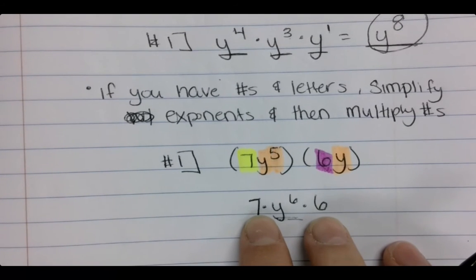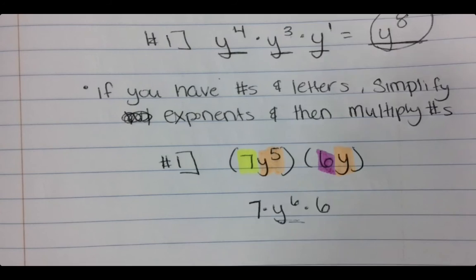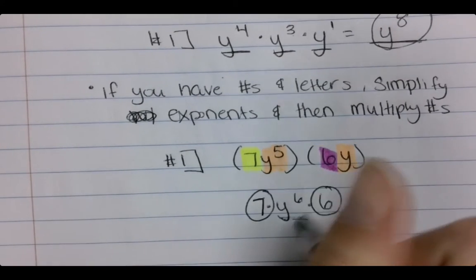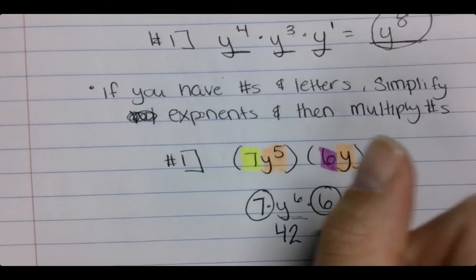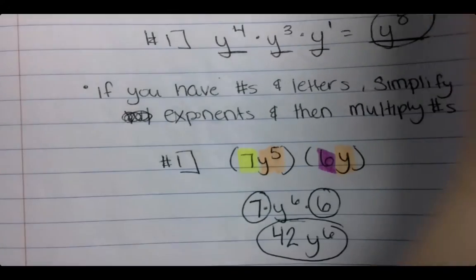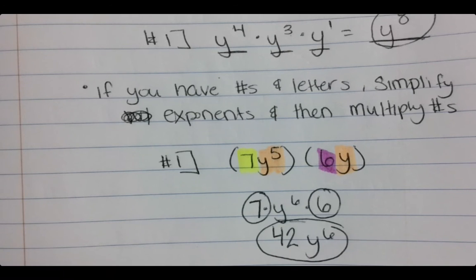So I simplified where I could with my exponents, right? I could do that here too, if I had exponents to simplify with, which I don't. Then I'm going to multiply the numbers. So I'm going to take my 7 and my 6, and I'm going to multiply them. And that gives me 42y to the 6th.